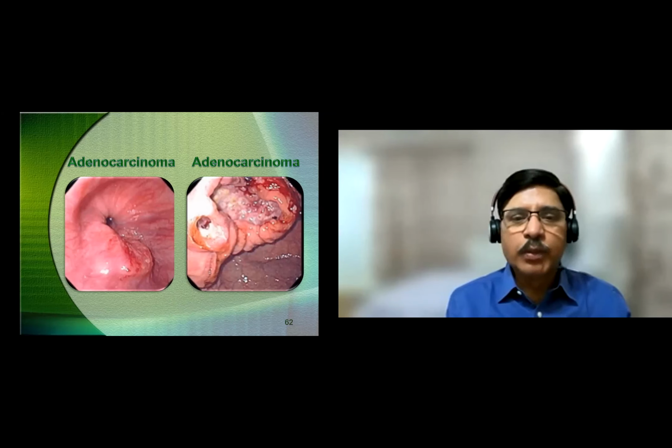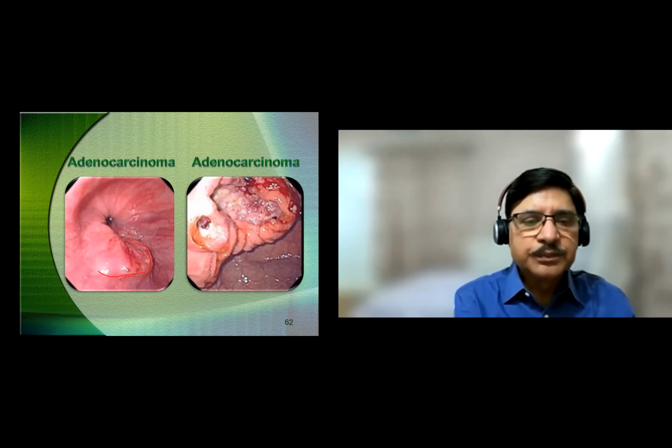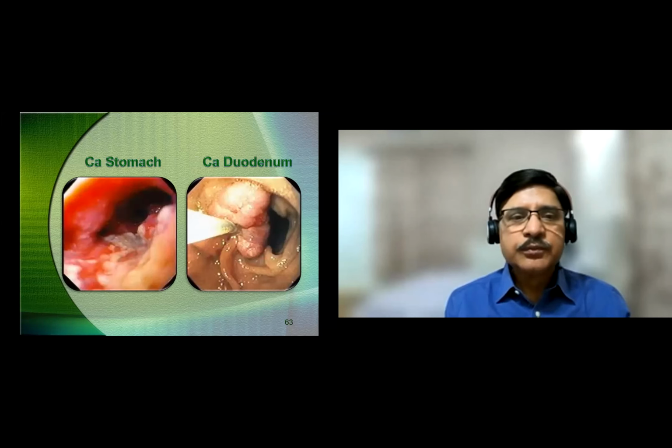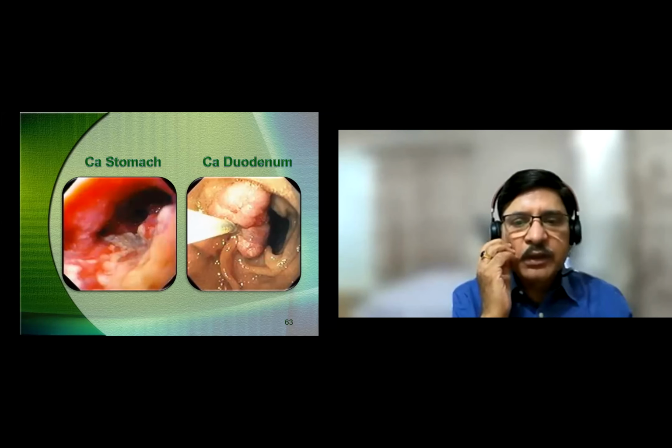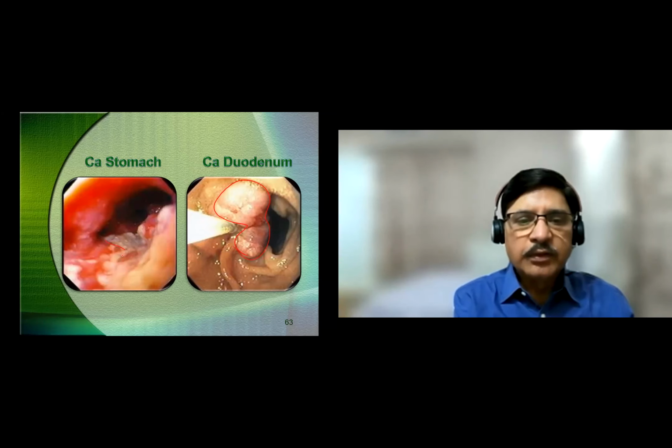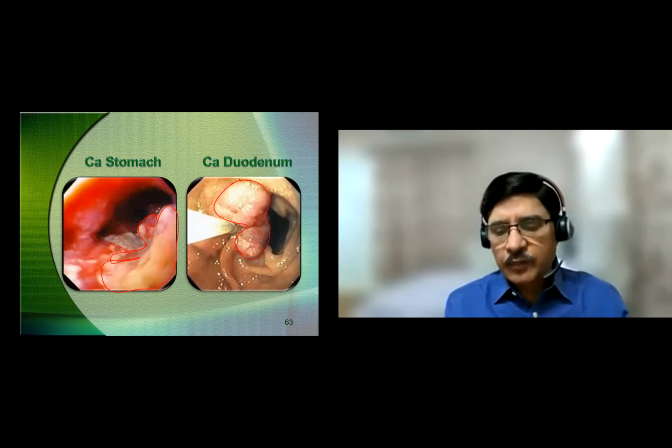Adenocarcinoma, huge mass at the lower end of the esophagus, a very extensive adenocarcinoma of the stomach. And carcinoma of the stomach, you can see this is a huge carcinoma of the stomach here. And here also the ulcerative carcinoma of the stomach. Okay, this is a normal mucous membrane.